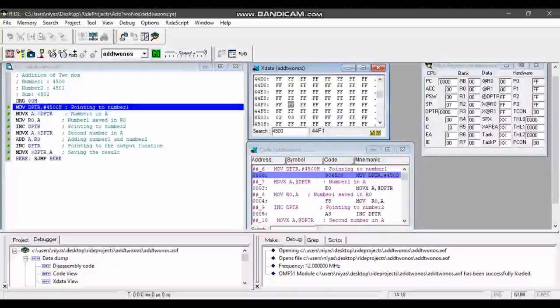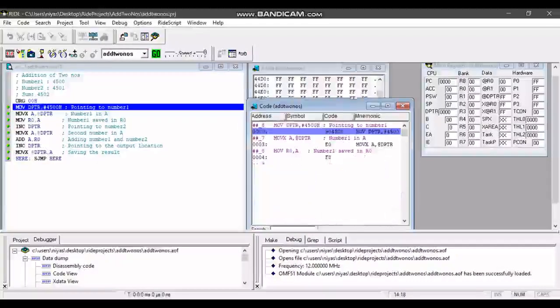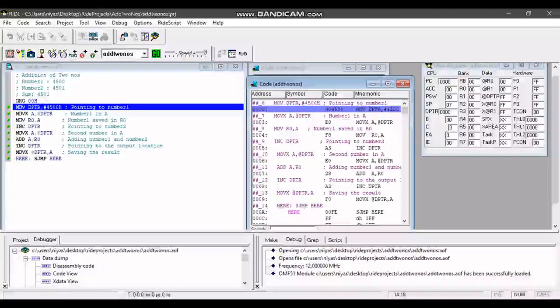What is the size? Each of these memory locations has 8 bits. So we have saved that. Now this is the program. We have typed that here. We have built or compiled it. Now if you see the code memory, in the code memory the first line is MOV DPTR, #4500.